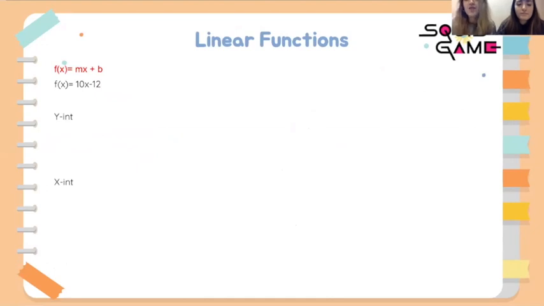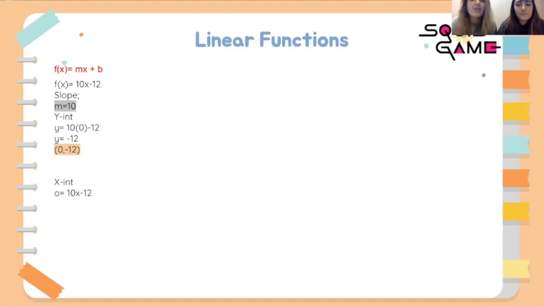Here we have the first challenge. It's linear functions, whose form is mx plus b. Here's the function: f(x) equals 10x minus 12. First of all, let's find the slope, which is the letter m in the form. It's 10. Y-intercept: replace the x with 0. So y equals minus 12. Y-intercept equals (0, -12).